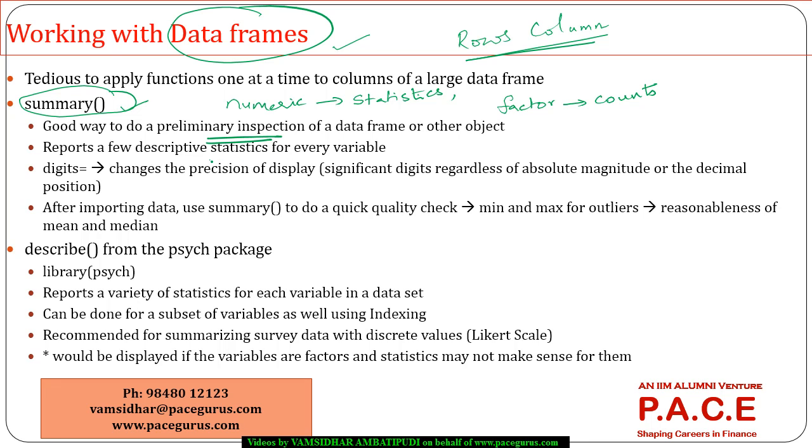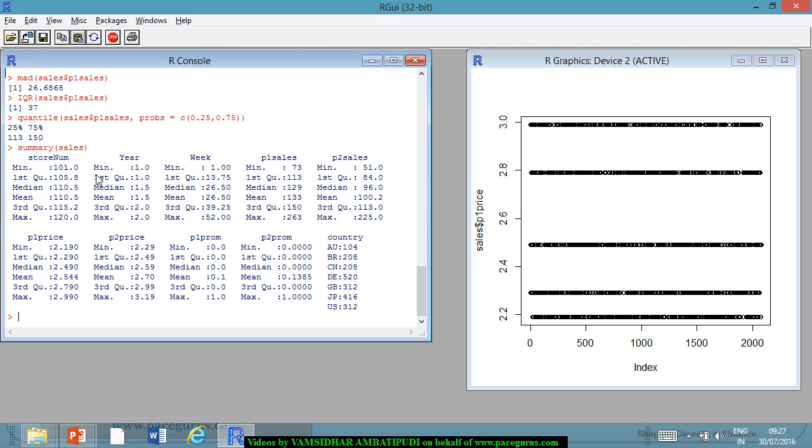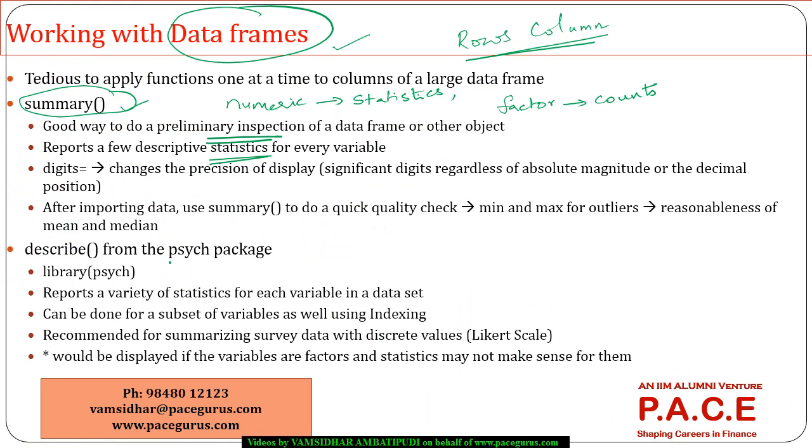So for every variable, a few descriptive statistics are produced. If I want to set some precision, say here there are 4 digits coming out and I want only 2 digits displayed, I can give an additional parameter to summary, digits equal to 2, which specifies the precision of the display. So generally where we use summary is, first we import the data.